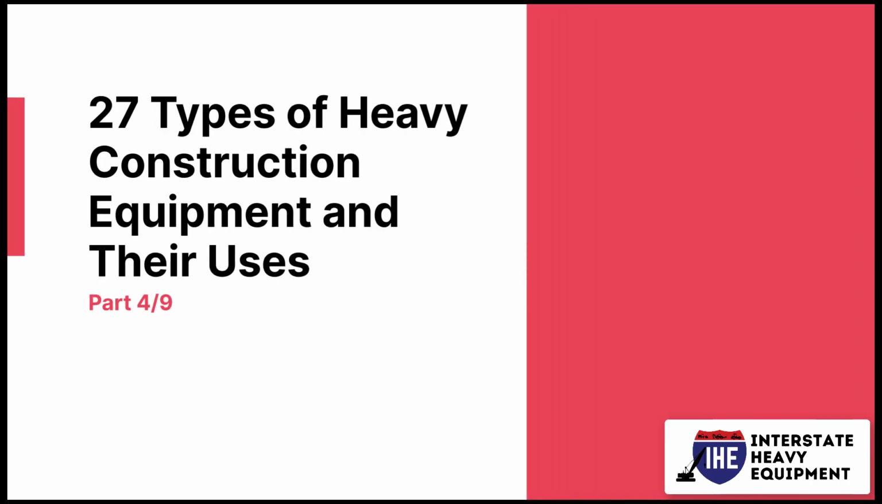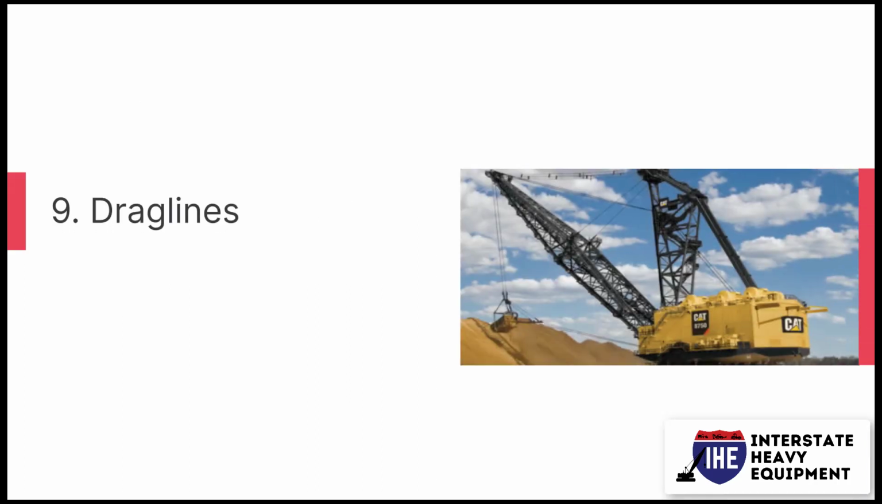27 types of heavy construction equipment and their uses. Part 4. Number 9. Drag lines.